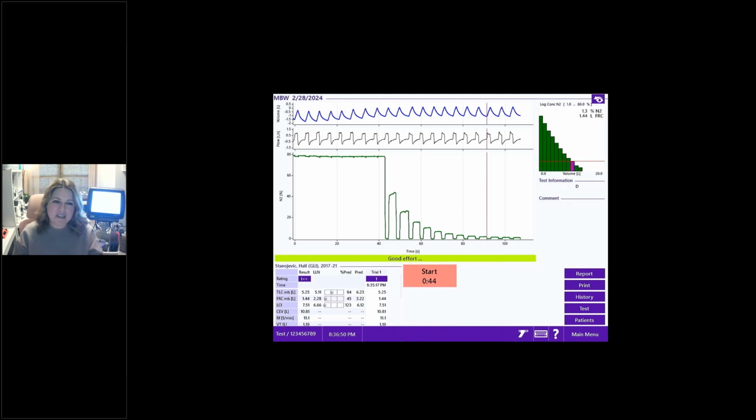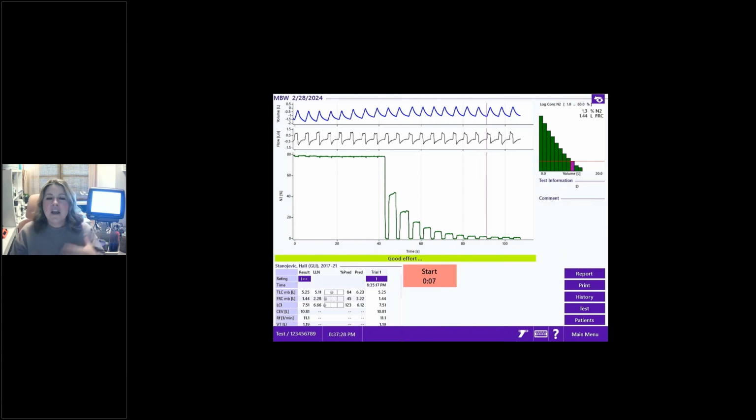Just like with DLCO, we always want to make sure that we do another acceptable maneuver so that we have that reproducibility to look at for our test quality. So you'll see under test information, I have a D grade right now, but that's because I only have one trial. Also below that, you're going to see your comment section. Anything that you need to relay to the person reading your test can be entered into that comment section. It'll ask you for a user ID. That can be your initials, that can be your single sign-on for EasyOne Connect, but just so that they know who is leaving the comment on the test.